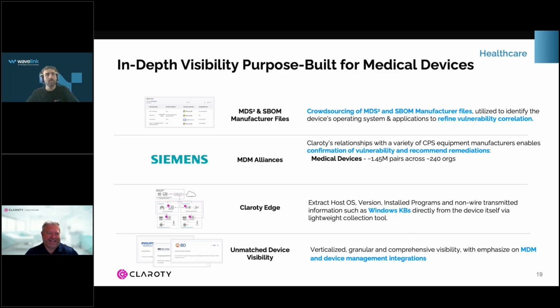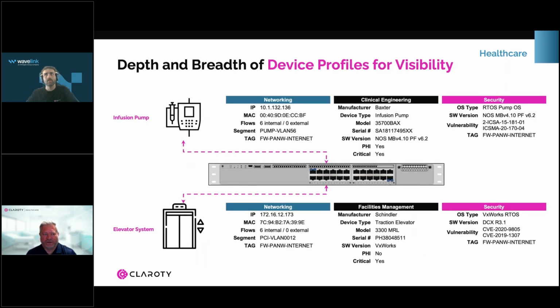And just as an example, in terms of depth and breadth, we mentioned Fusion Pump a couple of times, but here's a great example. So typically we want the networking information because that helps us to create a picture of what it's talking to, what network segmentation is in place, what zoning is in place, all these things that we want to know about, what switches it's connected to, where it is connected to.